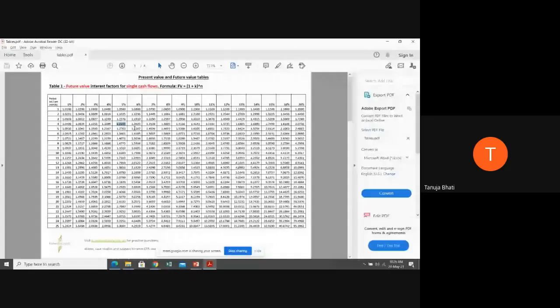Now, why you need to carry a calculator as well? Because sometimes if it is 5.5, if it is 4.5, you cannot find it in the table. That's the reason you need to take along with your scientific calculators.